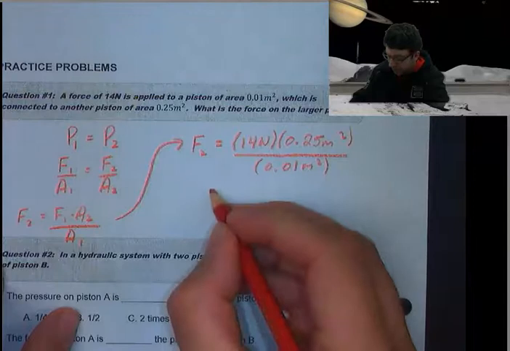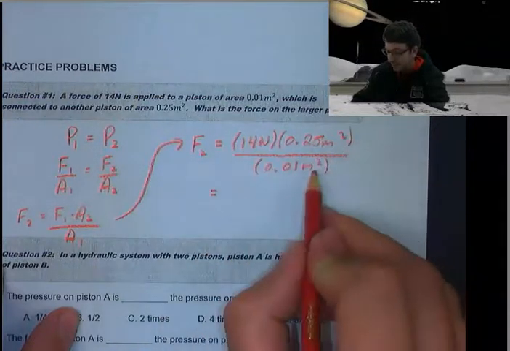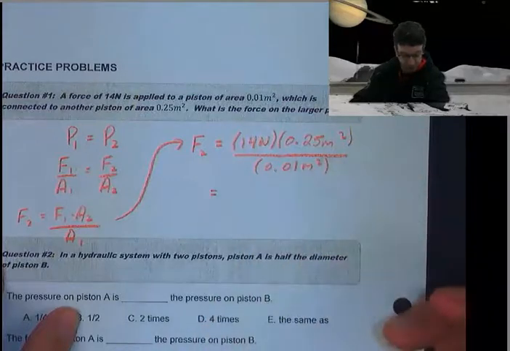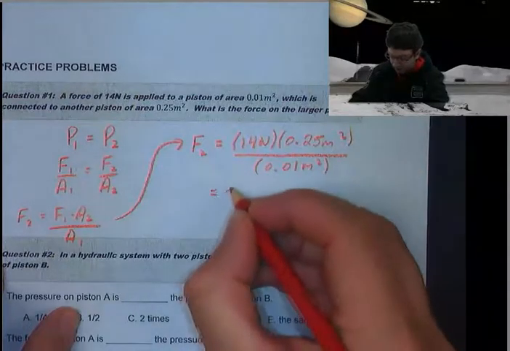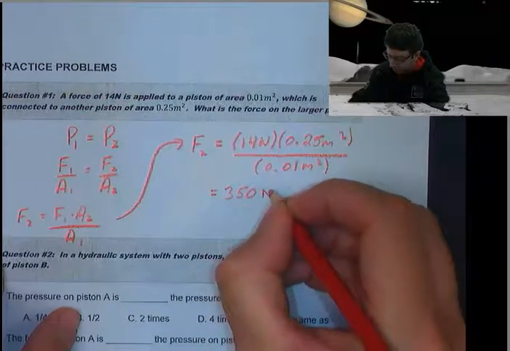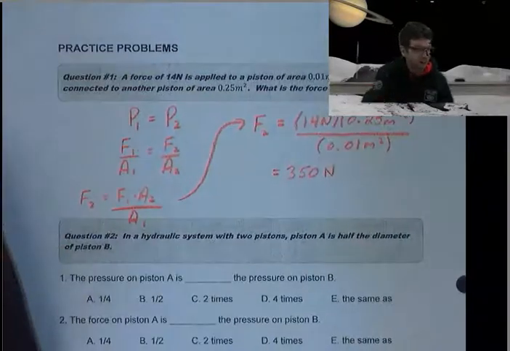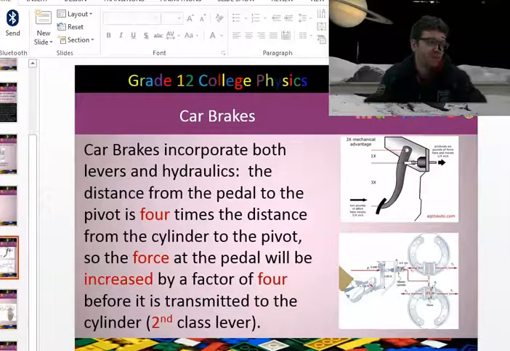Alright, so when you put that on your calculator, this gives you pascals times meters squared, which is going to give you newtons, and we get 350 newtons. So let me just pause it there. So let's go over an application of this.